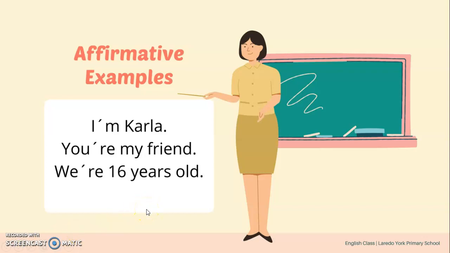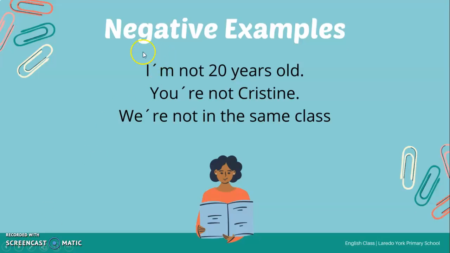And we have some examples, really easy examples. We have, I'm Carla. You're my friend. We're 16 years old. Okay, these are affirmative, as you can see. And we have negative examples. For example, I'm not 20 years old. You are not Christine. We're not in the same class. Okay? So, the same thing. It's really easy. Remember. I am not.